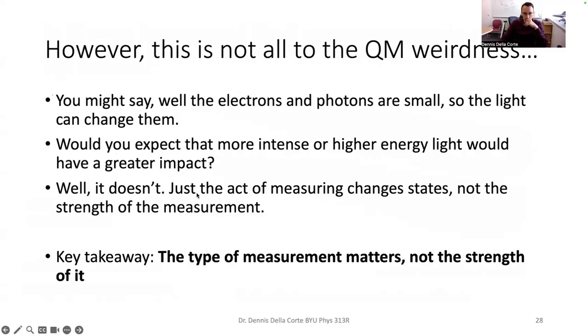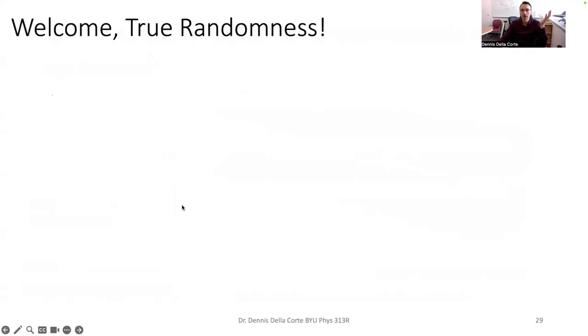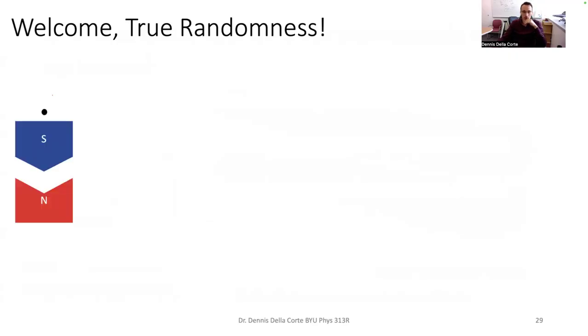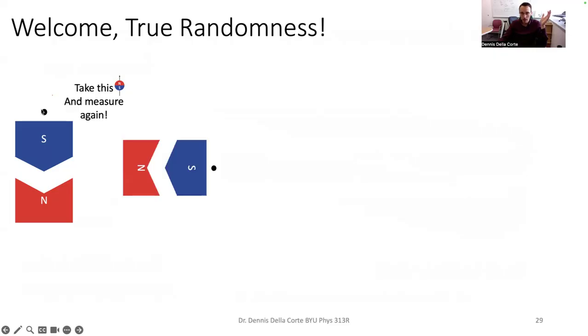Okay, great. So the takeaway from this is that the measurement and the direction in which you measure matters, but not the strength of the measurement itself. With this, we opened up the floodgates to true randomness. What does that mean? If I set up a single experiment with a magnet that takes a spin and separates it out, and then send that spin through another magnet, I'm going to have it come out either on the right or the left. So 50% on the right, 50% on the left.